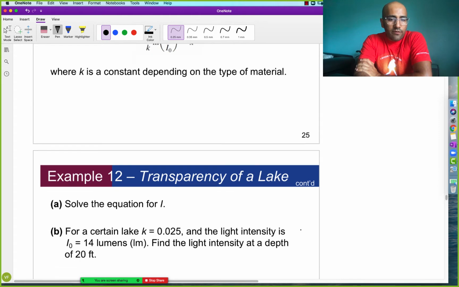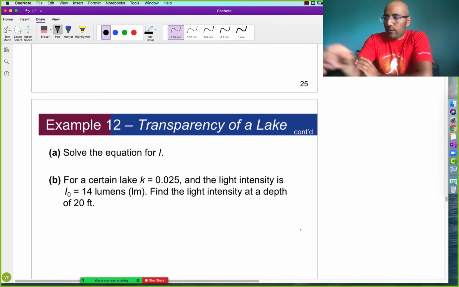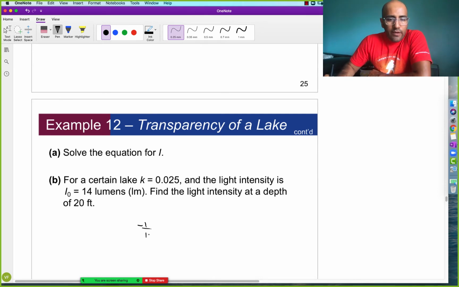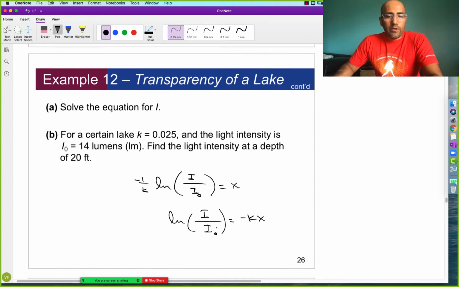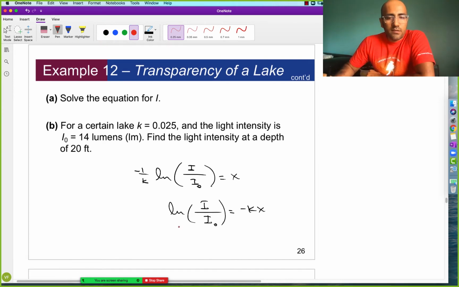For part A, it says solve for I. Solve for capital I. So we have that -1 over k ln of I over I naught equals x. Solving for capital I should be pretty easy. Ln of capital I over capital I naught is equal to kx, right? Multiply both sides by -k. And now we want to use the definition of logs. Remember, this is a little e there. E as the base raised to that power must be equal to whatever's in there.